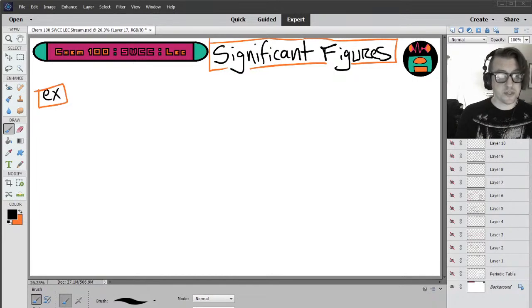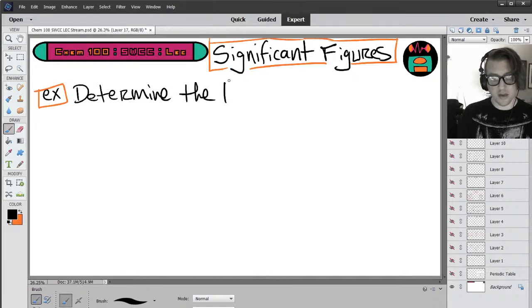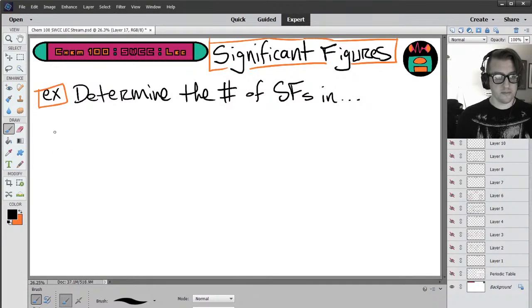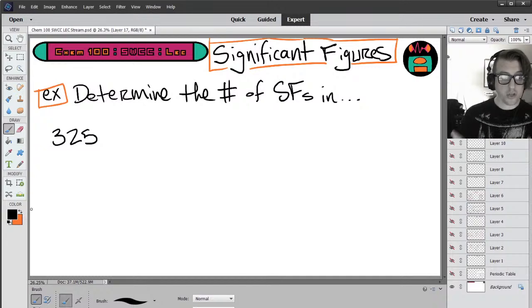For all of these examples, I'm asking the same thing: determine the number of sig figs in the number. Let's take our first number, 325. Rule number 1 is all non-zero digits are significant. So we have in this number 1, 2, 3. We have 3 sig figs in 325.